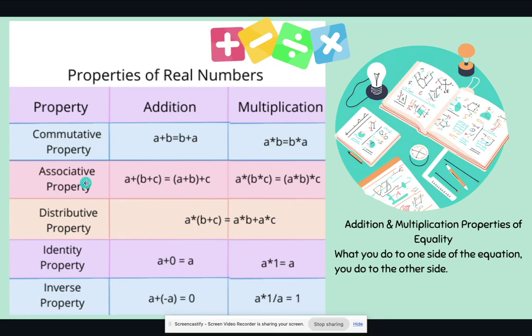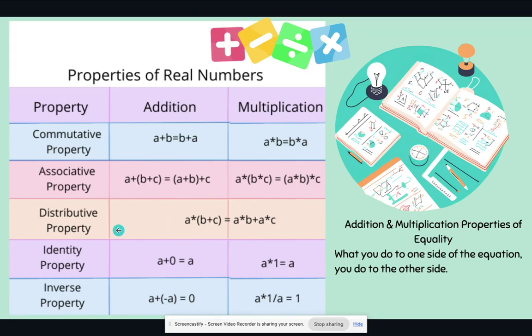I think of associative as who they associate with. In this part right here, b plus c is associating with each other, whereas a plus b is associating with each other here. So that's how I keep the difference between commutative and associative. Write this down and make sure that you come back when you're ready to move on to the next one.